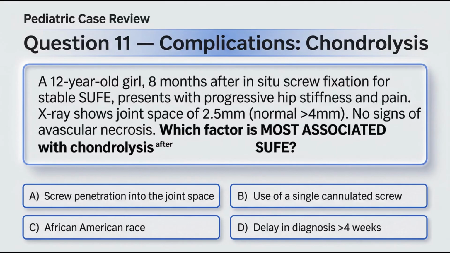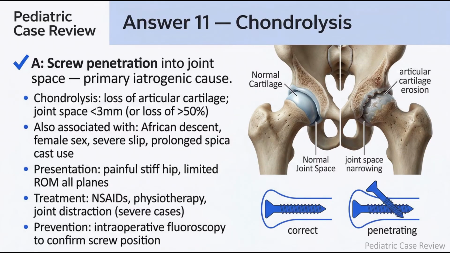Option A. Screw penetration into the joint space. Option B. Use of a single cannulated screw. Option C. African American race. Option D. Delay in diagnosis greater than 4 weeks. The correct answer is option A.